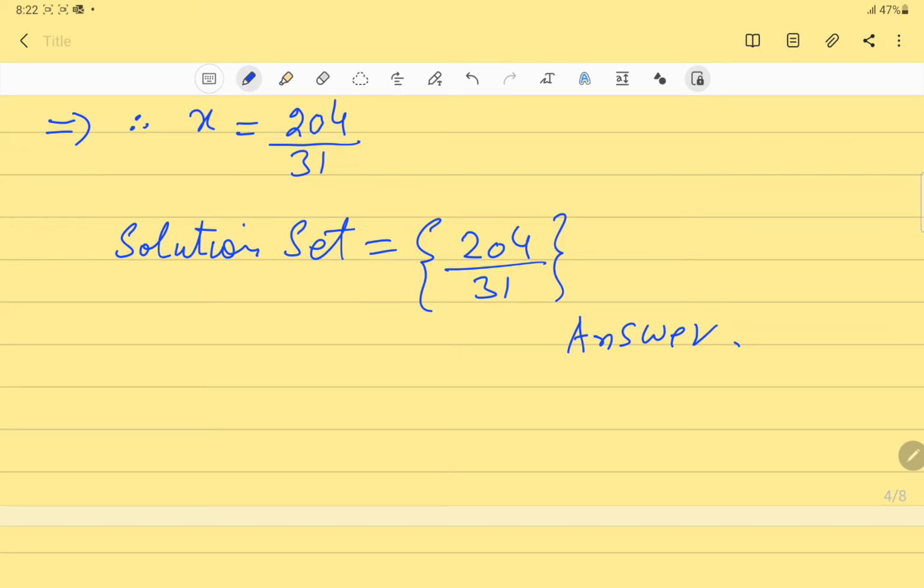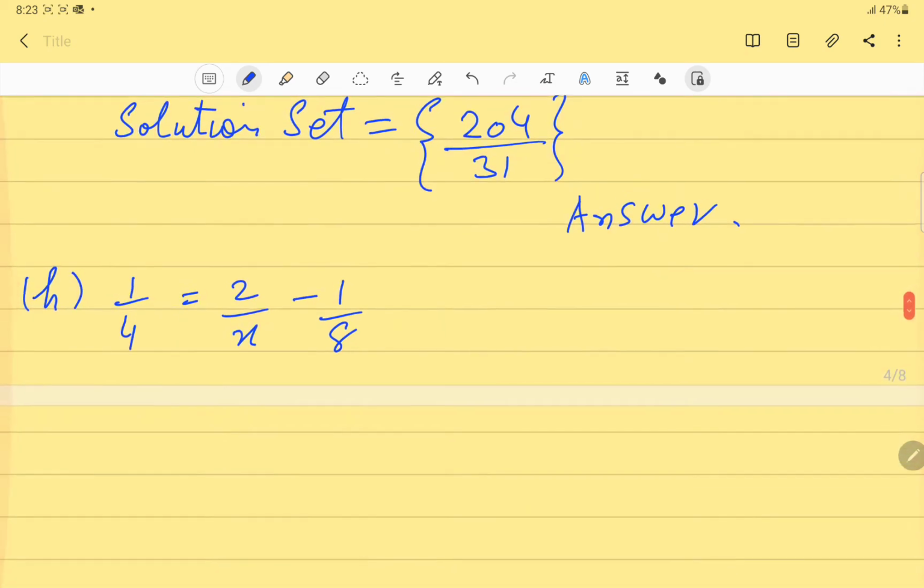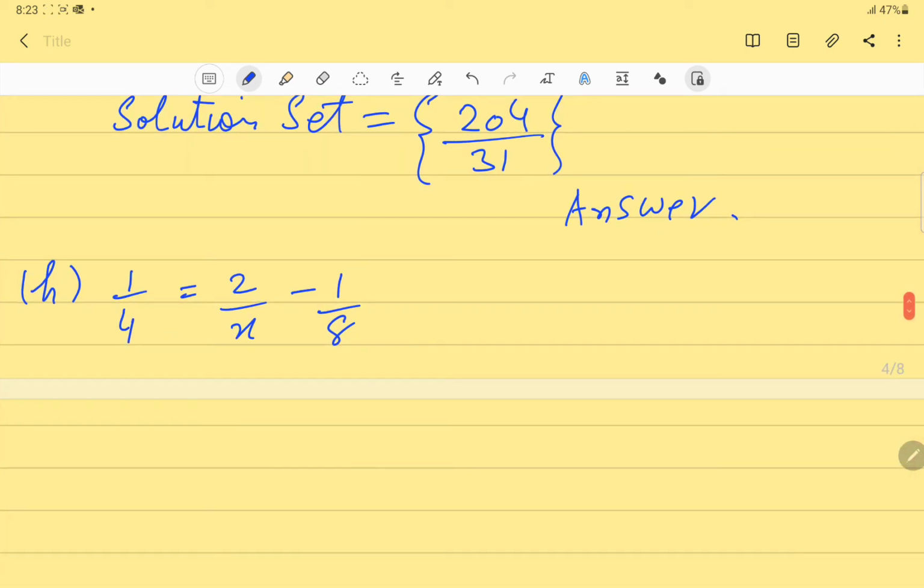Now we move towards the last question. The last one is 1 over 4 is equal to 2 over x minus 1 over 8. This one is slightly different from the first 7 because one of its fractions is having x in its denominator. So how to find the LCM when there is an x among the numbers? Let us see.